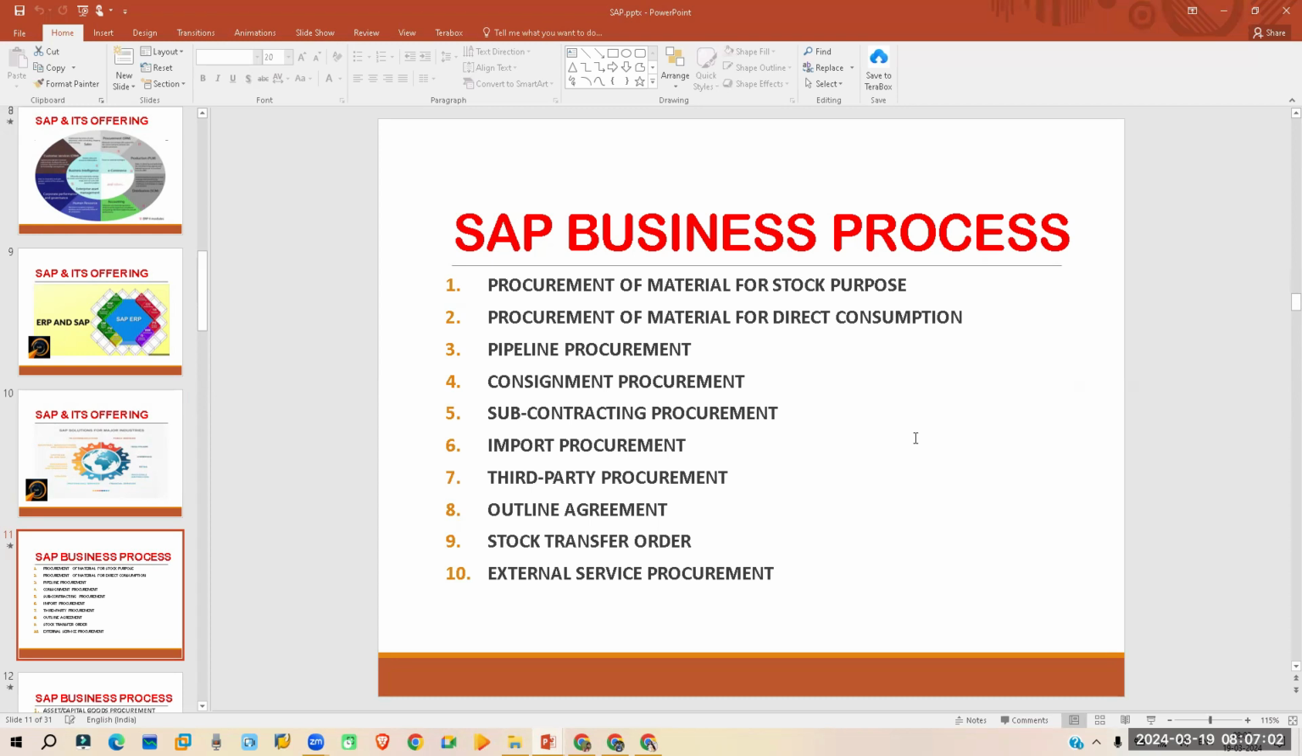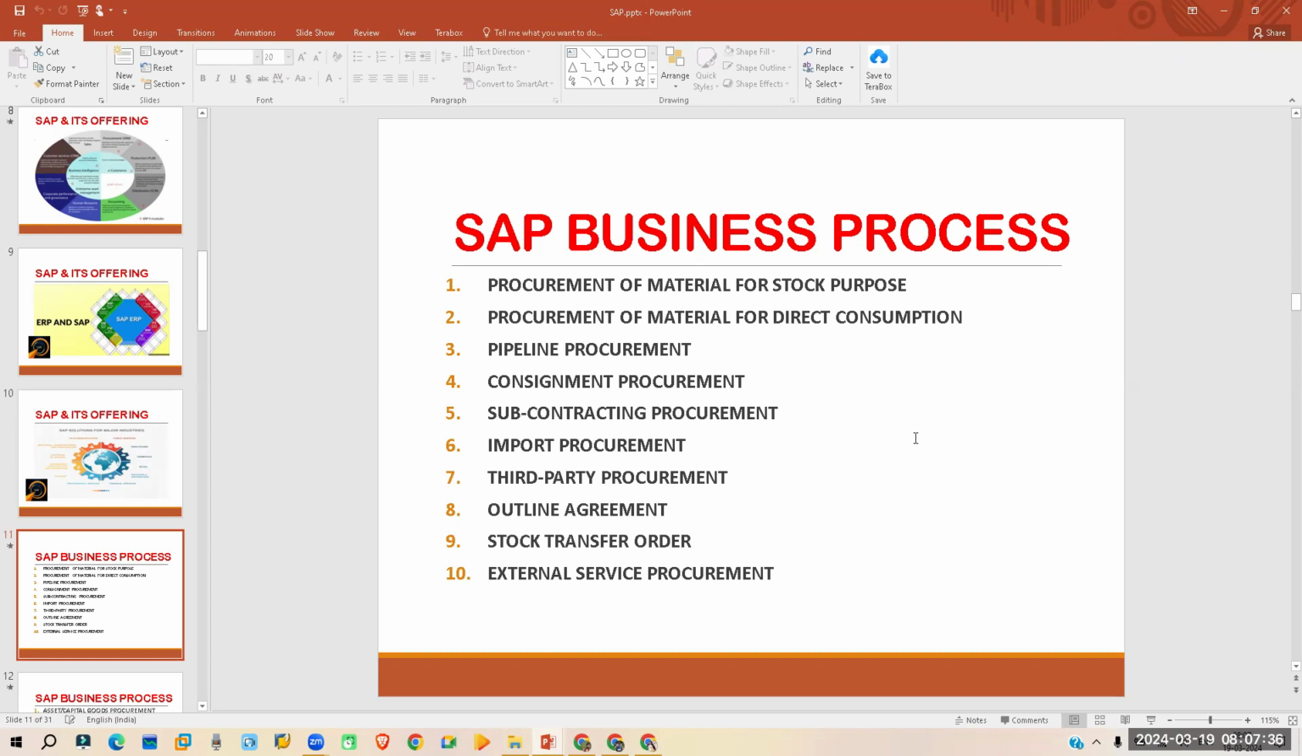If I have a requirement for a material A, and I need 10 of material A every day, I will store, let's say, 100 materials in a store and use from that. When the stock level goes down to, let's say, 20 or 30, I will send a purchase order to the supplier and the supplier will send me more material. So this is basically the stock purpose material.